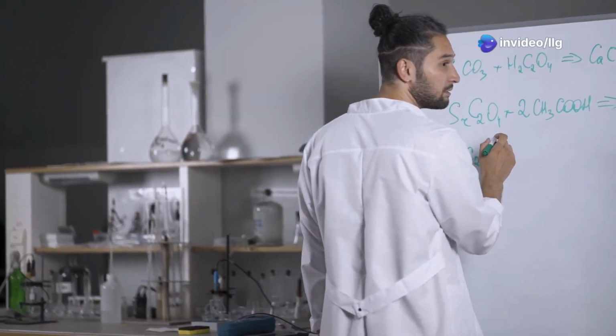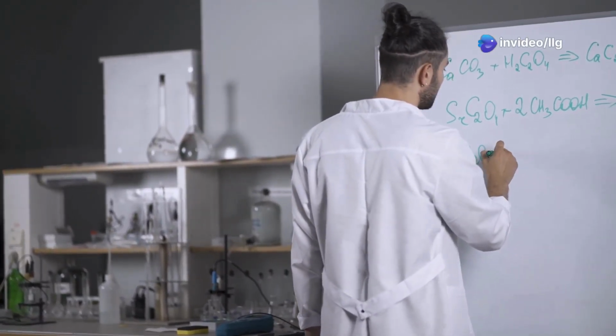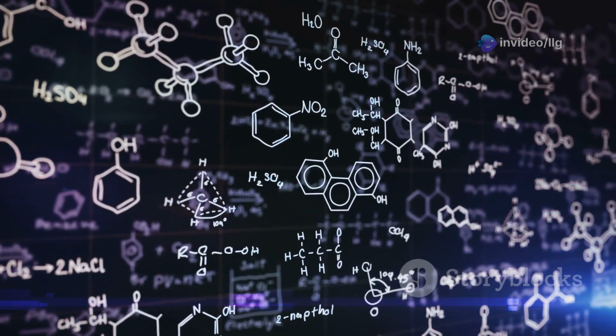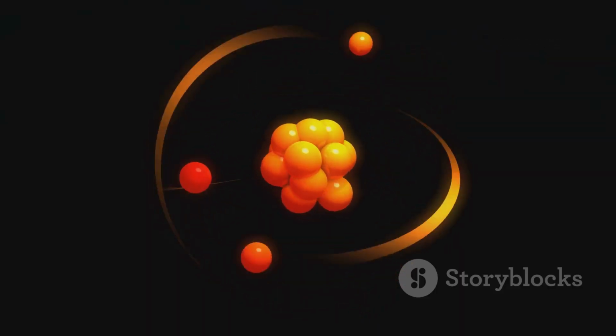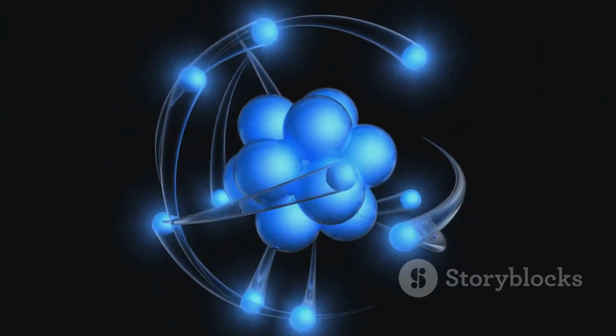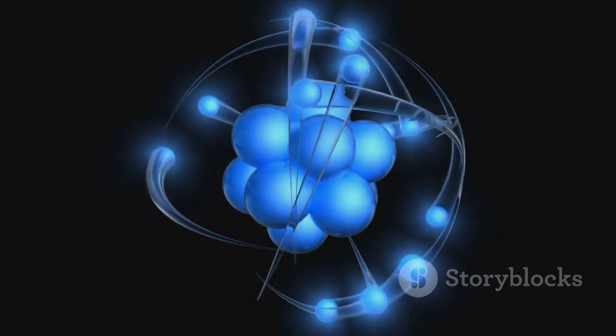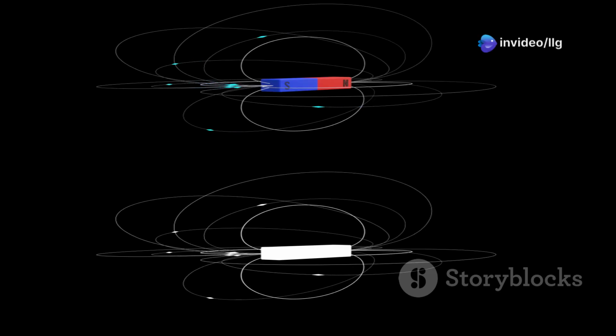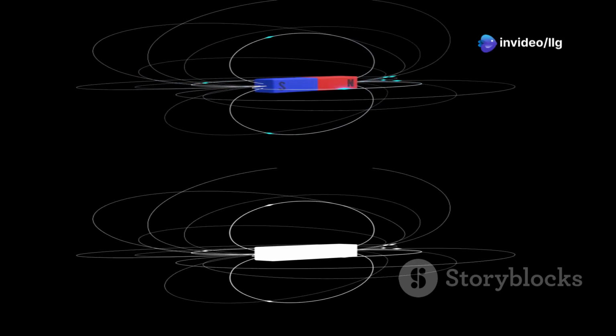Section 9. Magnetism in atoms, tiny magnets in action. Did you know that atoms can behave like tiny magnets? It all boils down to the behavior of electrons. Electrons not only orbit the nucleus but also spin on their axis like tiny tops. This spinning motion creates a magnetic dipole moment.